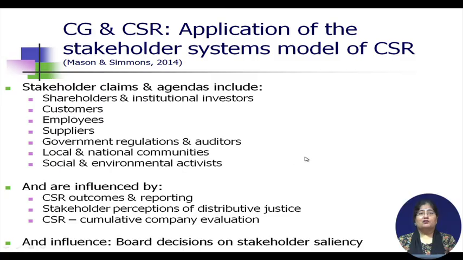Now this paper talked about various things. This was a paper by Mason and Simmons, which has been referred to earlier also, and they talked about a stakeholder systems model of CSR, embedding CSR and embedding corporate governance in the stakeholder systems model of CSR. Now what they said was that stakeholder claims and agendas included shareholders and institutional investors, customers, employees, suppliers, government regulations and auditors, local and national communities, social and environmental activists.